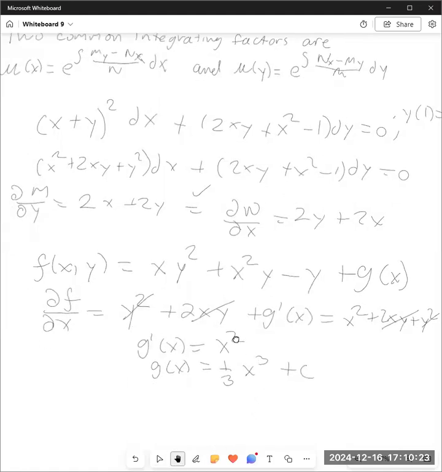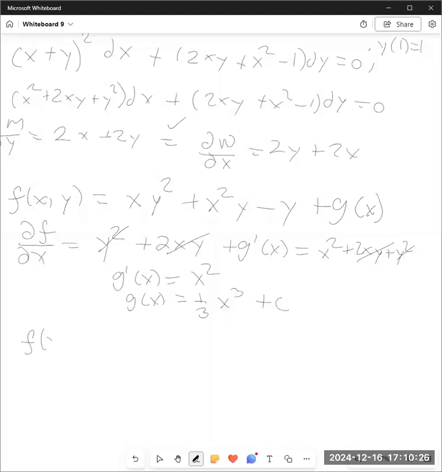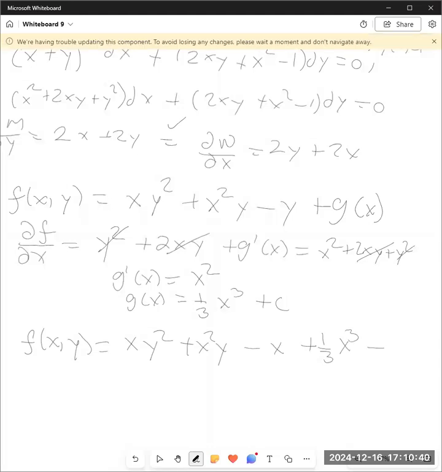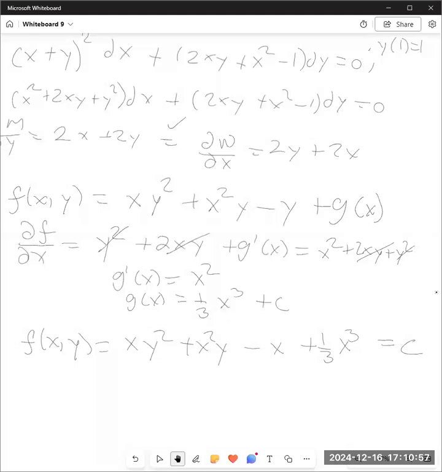That means that my f of xy is equal to xy squared plus x squared y minus y plus 1/3 x cubed plus c. And I'm just going to say that this is going to be equal to c here. Instead of plus c equals 0 and bringing the generic constant over, I'm just going to say that it's going to be minus c equals 0 and bring the generic constant over.